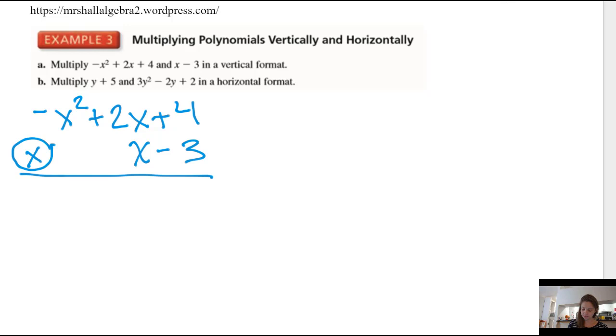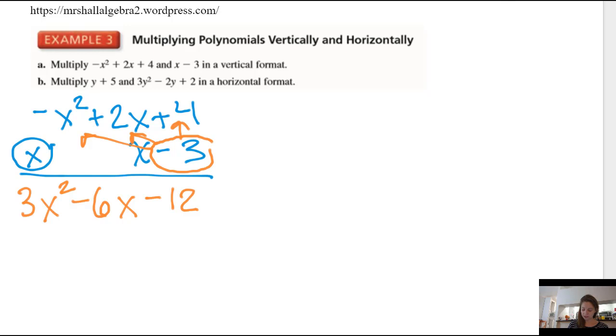So we're going to take this first term, negative 3, and multiply it by every term in the polynomial above it. So we'll get negative 12. Negative 3 times 2x is negative 6x. Negative 3 times negative x squared is positive 3x squared.